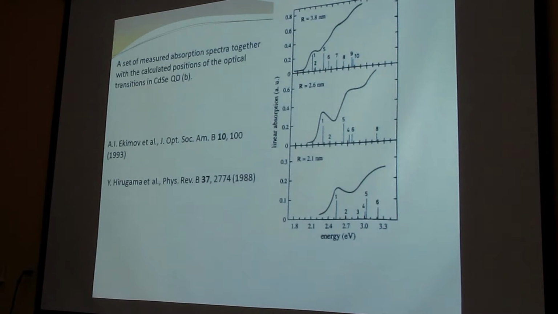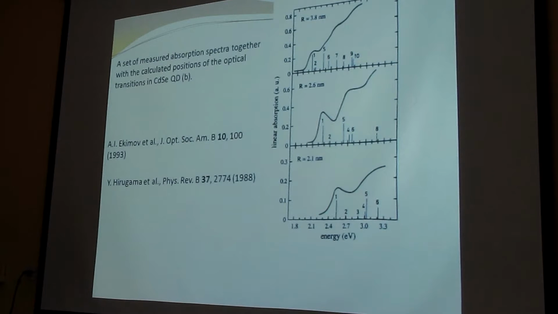These are measurements now not for cadmium sulfide, but for cadmium selenide quantum dots, I think in a glass matrix, of various sizes here, and you see here the various calculated quantized levels. The height of these lines gives the oscillator strength, and you see that there is reasonable agreement between the stronger features in absorption and the calculated levels.